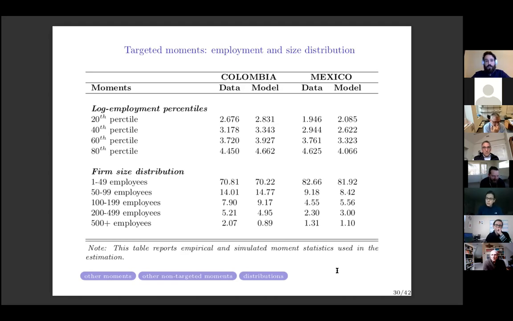So, Alessandro, just to understand, you potentially could fit the data just as well by having the countries differ in the heterogeneity across firm productivity, but you're fitting it through the frictions in the labor market.